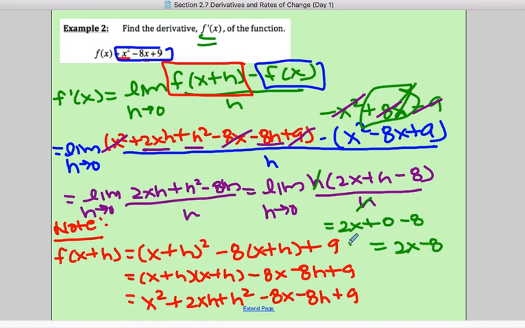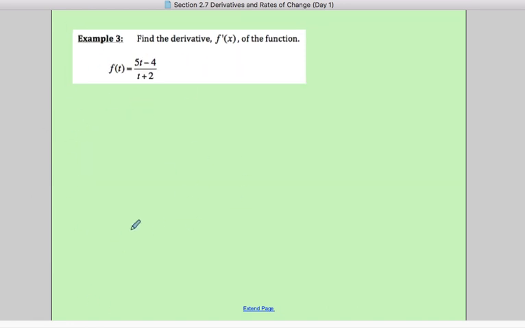So I can label that as f prime of x. That's my one way of saying this is my derivative function, 2x minus 8. Okay. And that is example 2. So example 1 and 2 are polynomials, and they should be solved very similarly. Example 3 is your rational function. So this one's a little bit different. So we're going to have common denominators. Going to have to get common denominators and all that fun stuff.